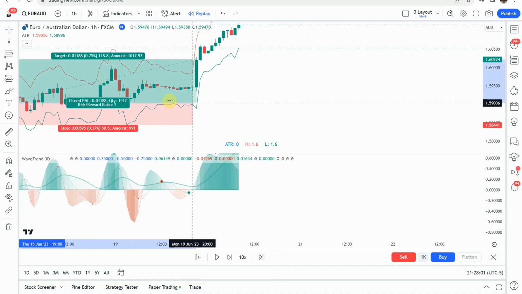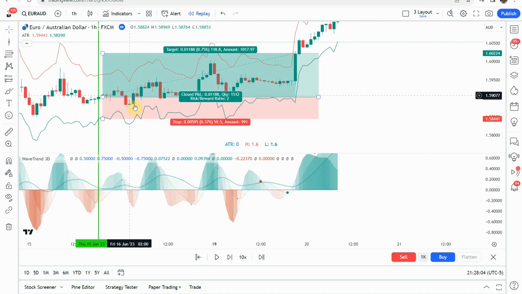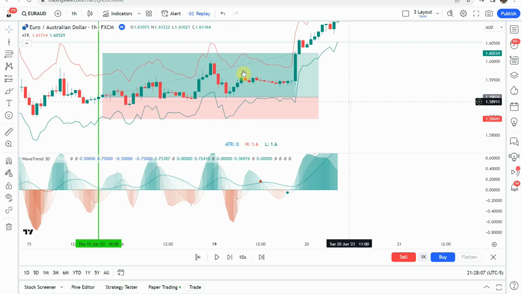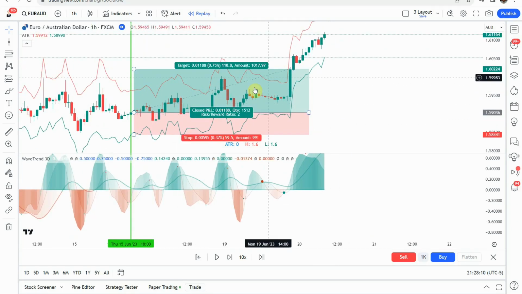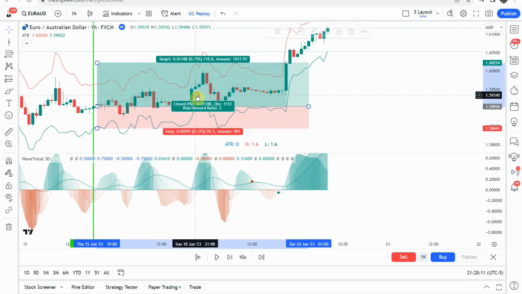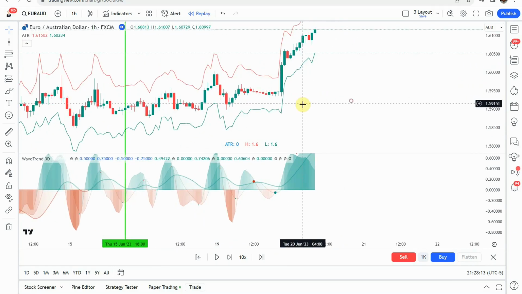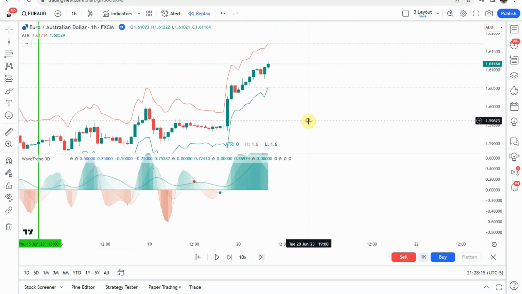Alright, so it takes a little bit, but you can see that after some consolidation and some fake moves to the upside, we eventually get that nice spike to the upside, which does get us to our take profit. Alright, so that puts us at the end of the testing.